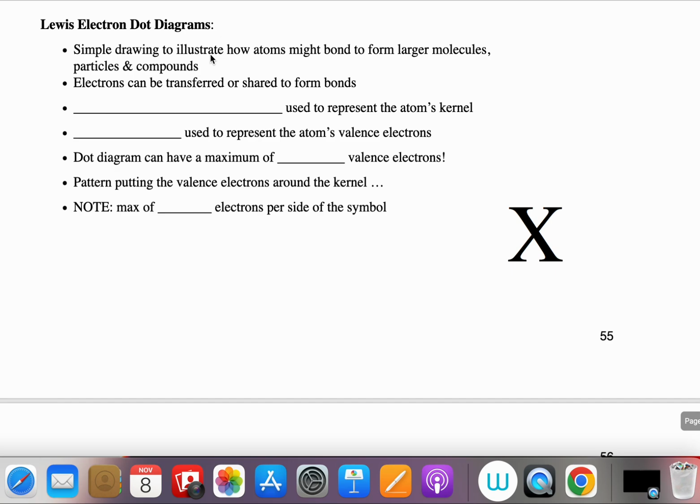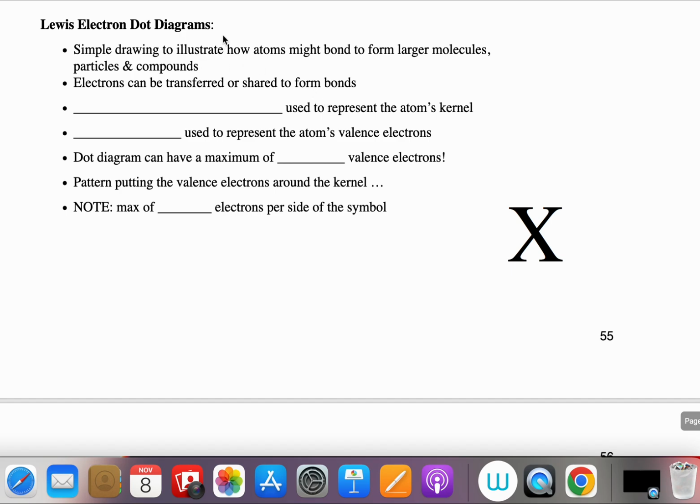Page 55, Lewis dot diagrams. These are simple illustrations that Lewis, who was a chemist, came up with to help us understand and figure out how atoms might bond to form larger molecules, particles, and compounds. So remember, electrons can be transferred or shared in order to form bonds.